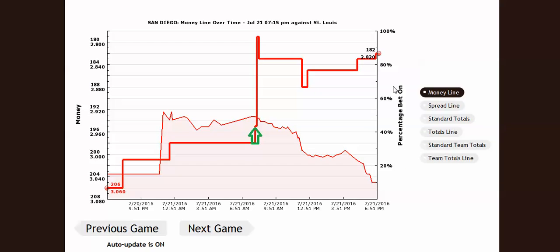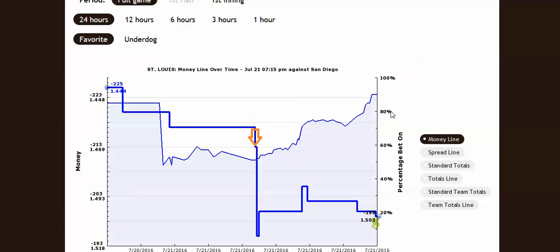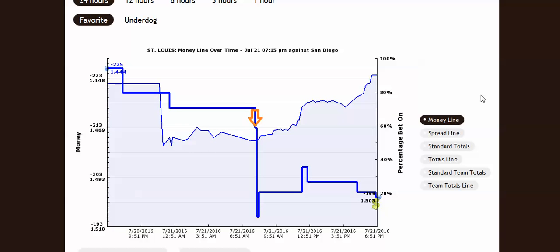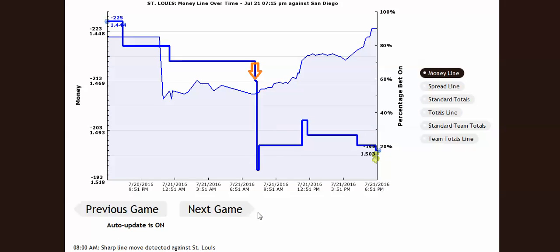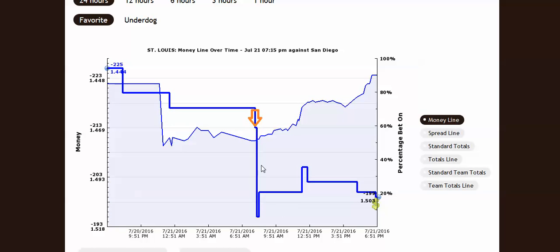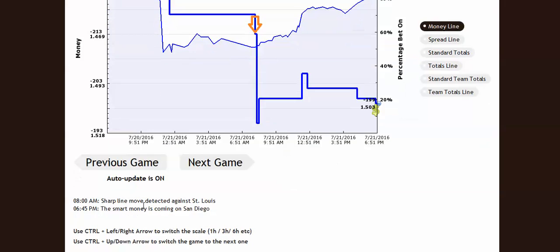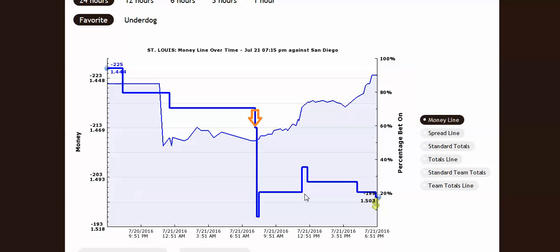This one starts at 4:15. Only 10%. These are really lopsided games. You can see the last three we've looked at, only 10% of the public is on the weaker team. 10% is on the Padres money line, and we got the favorite 90%, obviously, on the St. Louis Cardinals. So what we see here is another similar thing where it's going straight down against the Cardinals. Even though it's early, kind of midday here, it was a nice sharp movement, bam, straight down, and it's kind of been holding itself there. And they're even giving us a smart money symbol saying the smart money is coming on San Diego.